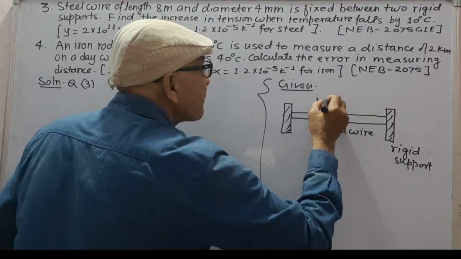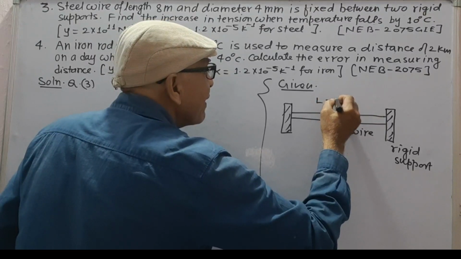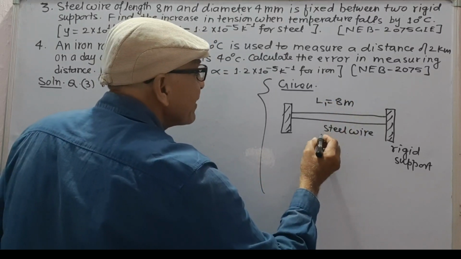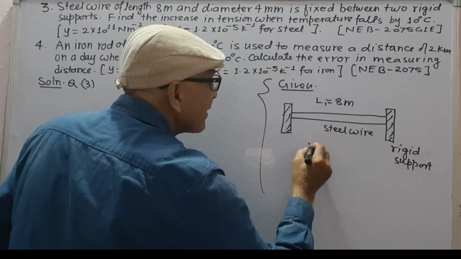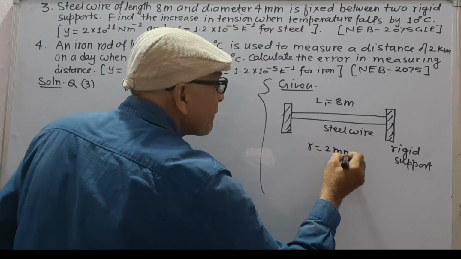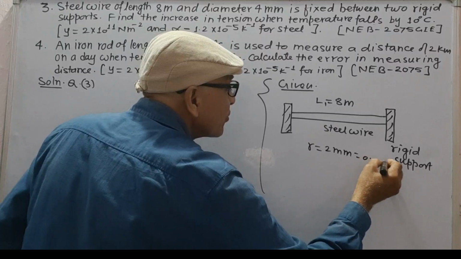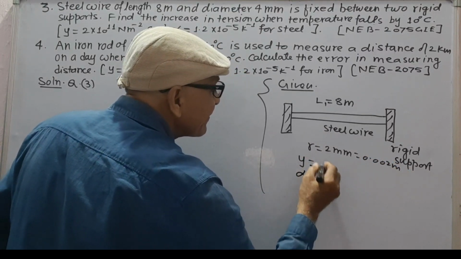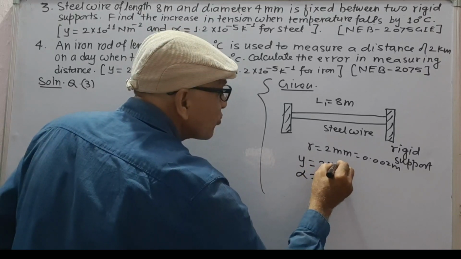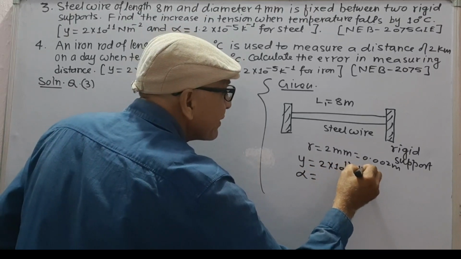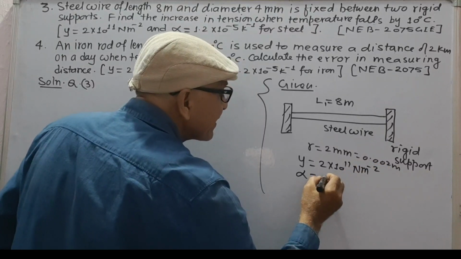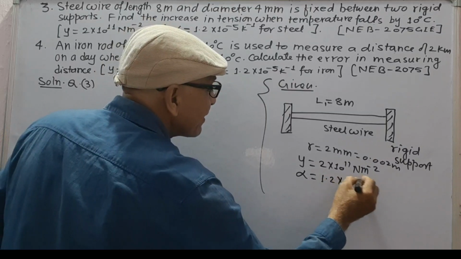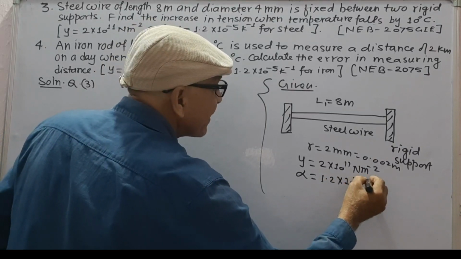Initial length is 8 meter, diameter is 4 millimeter, therefore radius is 2 millimeter, 0.002 meter. Young's modulus and linear expansivity are given. Young's modulus is 2 into 10 to the power 11 Newton per meter square and linear expansivity is 1.2 into 10 to minus 5 per Kelvin.